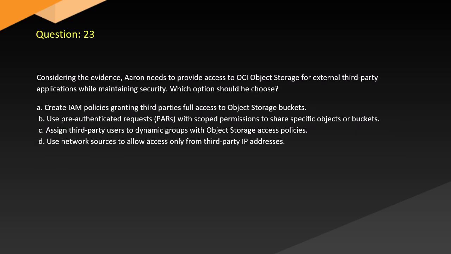Question 23. Aaron needs to provide access to OCI Object Storage for external third-party applications while maintaining security. Which option should he choose? A. Create IAM policies granting third parties full access to object storage buckets. B. Use pre-authenticated requests (PARs) with scoped permissions to share specific objects or buckets. C. Assign third-party users to dynamic groups with object storage access policies. D. Use network sources to allow access only from third-party IP addresses.